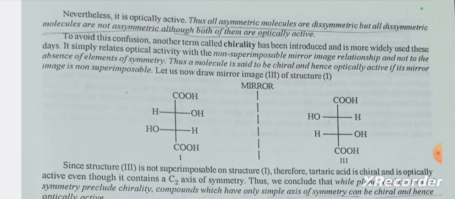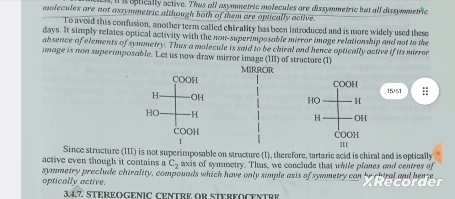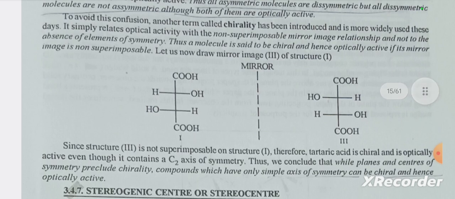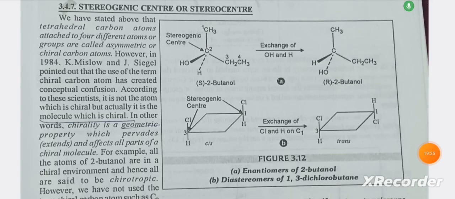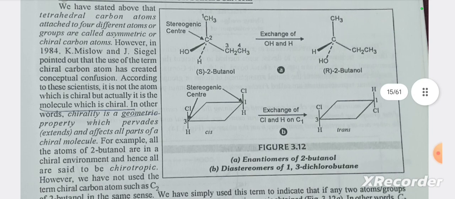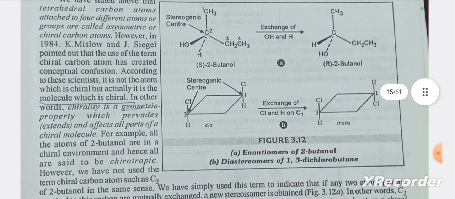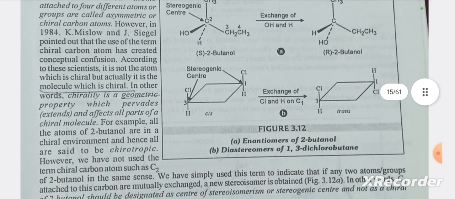Thus, all asymmetric molecules are disymmetric, but all disymmetric molecules are not asymmetric. But although both of them are optically active, to avoid confusion, consider the stereogenic center or stereocenter. We have stated above that tetrahedral carbon atoms attached to four different groups or different atoms are called asymmetric or chiral carbon atoms.